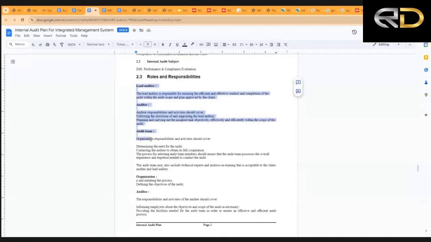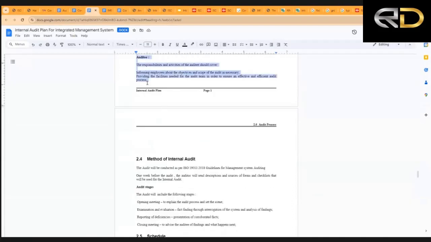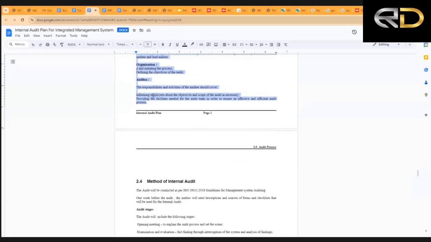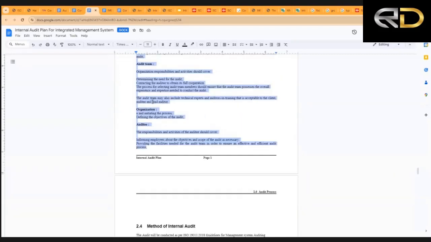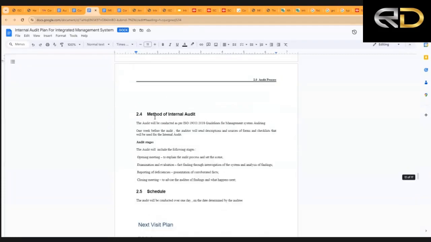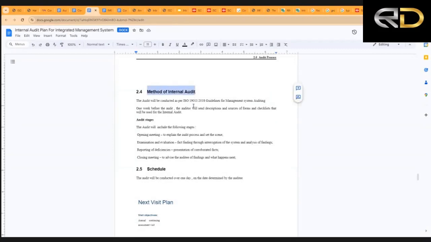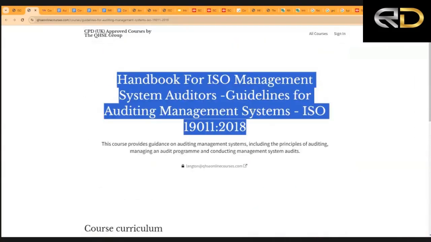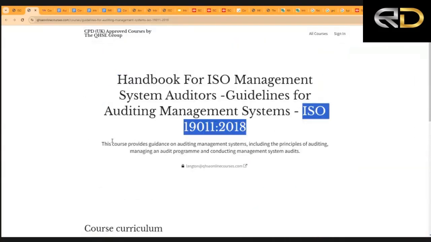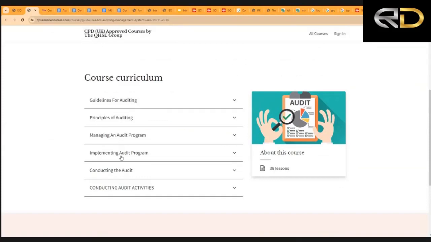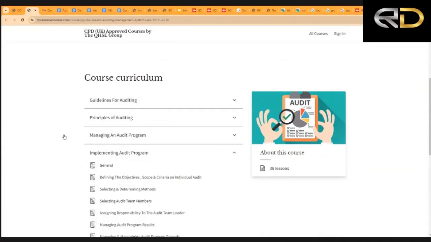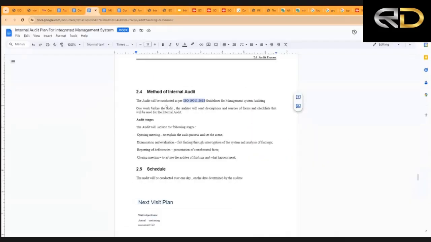The roles and responsibilities, this does not change, okay? The audit is going to do the same thing. The organization, they're always going to do the same thing, and the audit team, they always say the same thing. So you don't need to change that part of the audit template. The methodology of the audit, of course, that is SP ISO 19011, the 2018 guidelines, these ones right here. So basically, this handbook is also going to help you to set up, manage, and implement an IMS audit program like that. And that is what you're going to use.